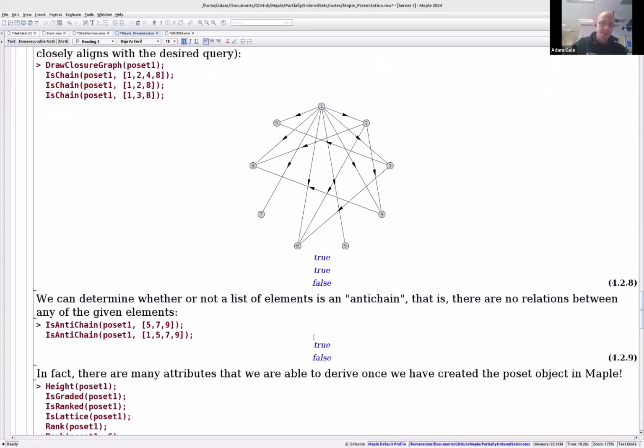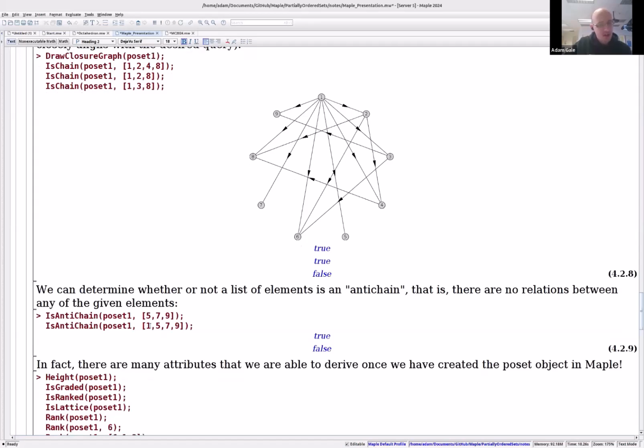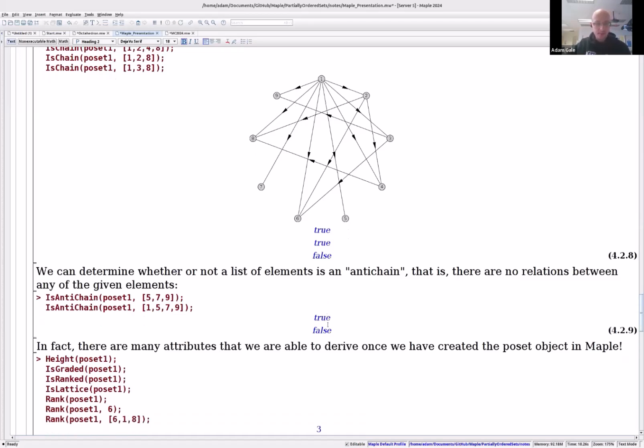We can determine whether or not a list of elements is an anti-chain. That is, there are no relations between any of the given elements. For 5, 7, and 9, these are all maximal elements, as we know, so there is no chain between them, so they are an anti-chain. But if we add 1 to that set, suddenly there are connections, and the answer is false.